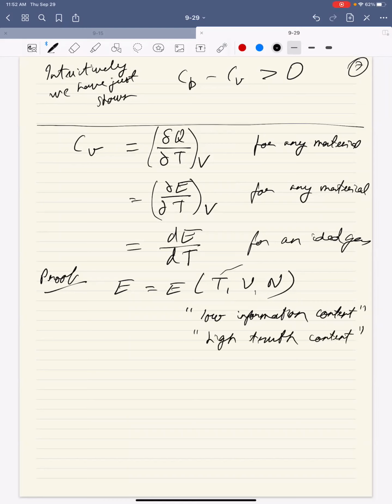Okay, it's true. There is nothing wrong in it. It's just not informative. It's missing some information. When you do things with it, you will have undetermined constants and things like that. But we can do that. There is nothing wrong stopping us from writing it.